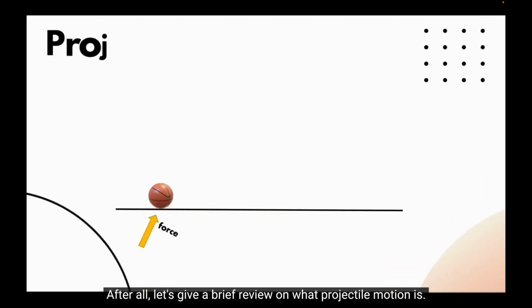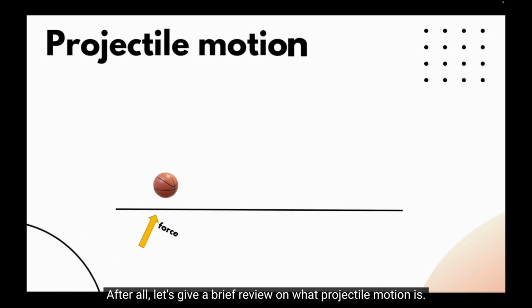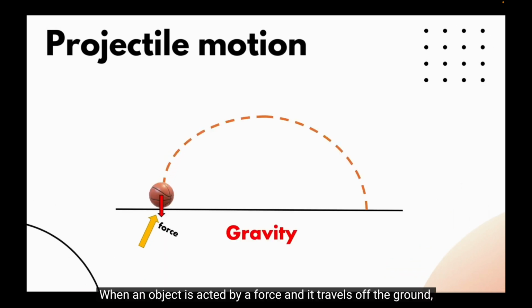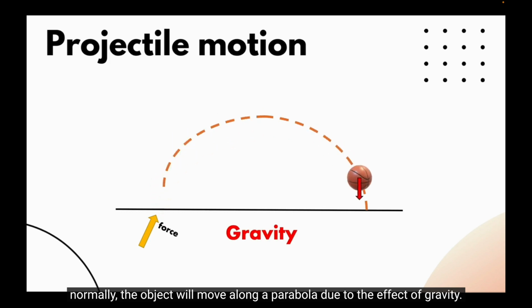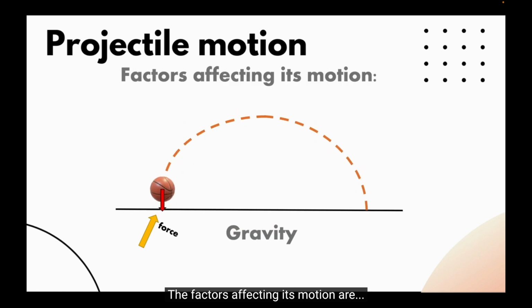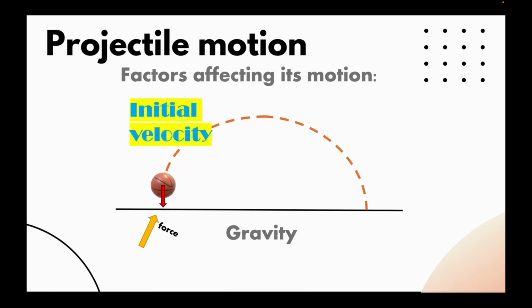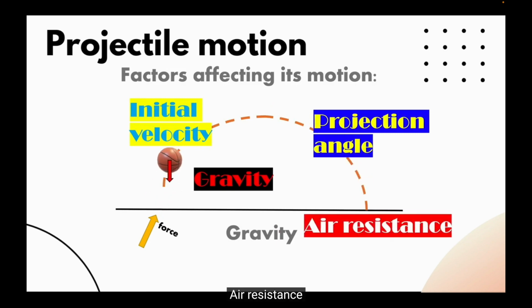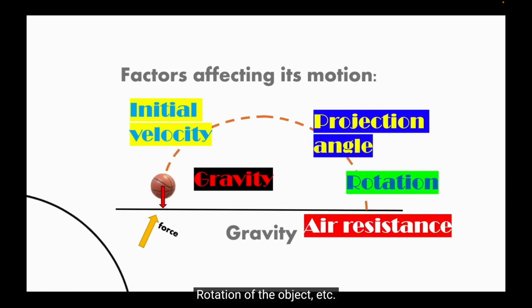After all, let's give a brief review of what projectile motion is. When the object is acted by forces and it travels off the ground, normally, the object will move along a parabola due to the effect of gravity. The factors affecting its motion are the initial velocity, angle of projection, gravitational field strength, air resistance, rotation of the object, and etc.